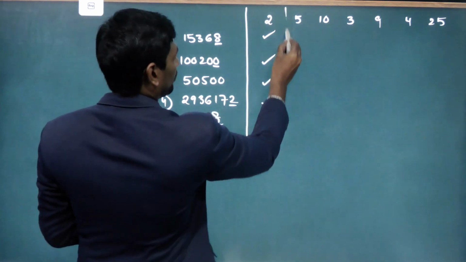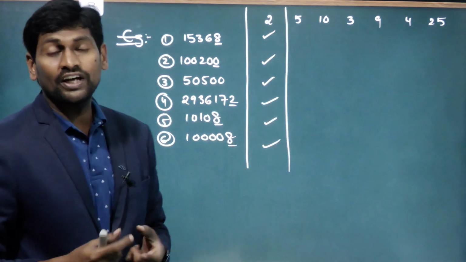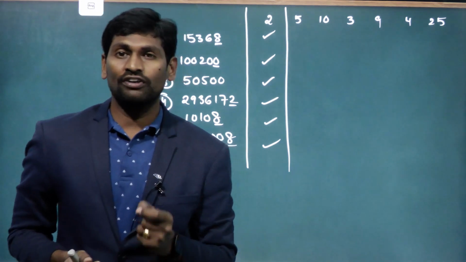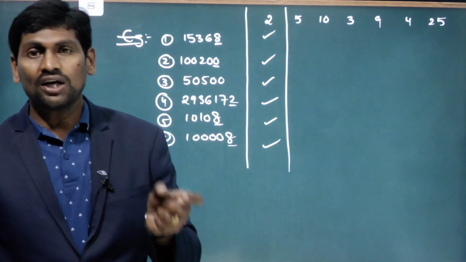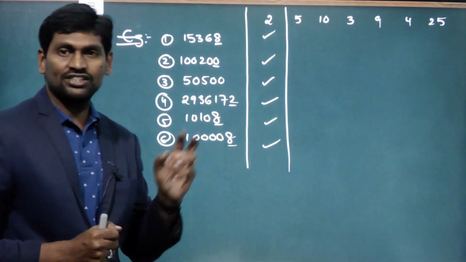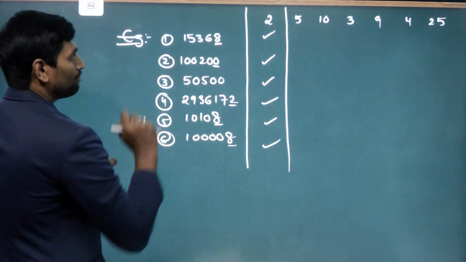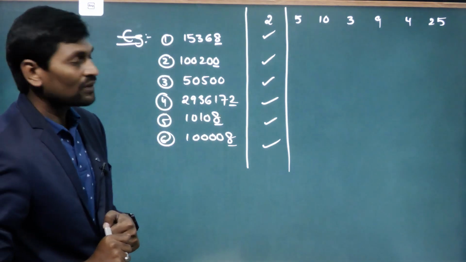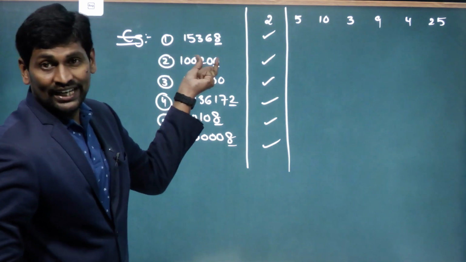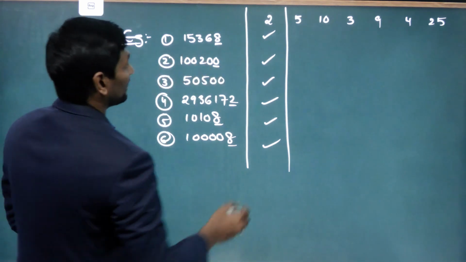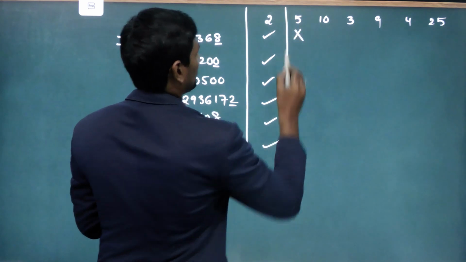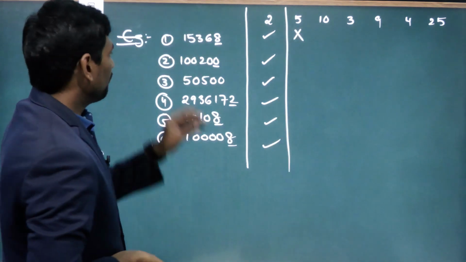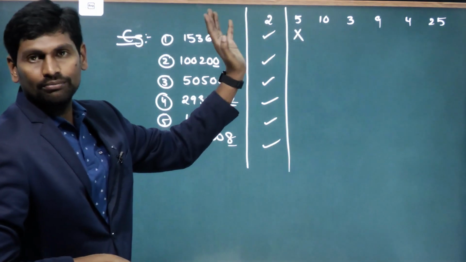Now let us check the divisibility rule for 5. What is the divisibility rule for 5? The last digit of a number is 0 or 5. So is the first number divisible by 5? No, because its units place digit is 8. 8 is not a 0 and not a 5. So the first number is not divisible by 5.